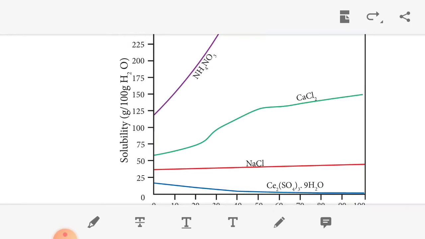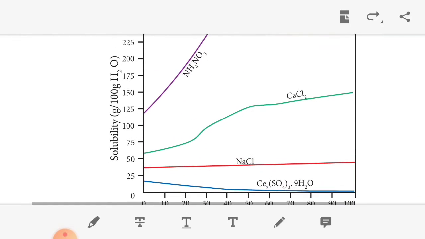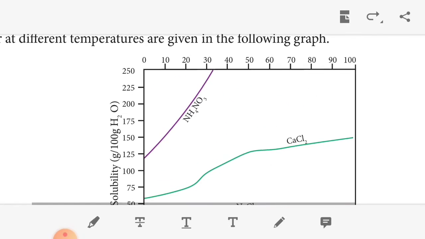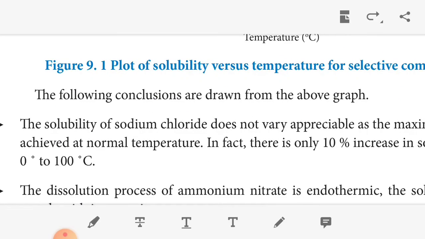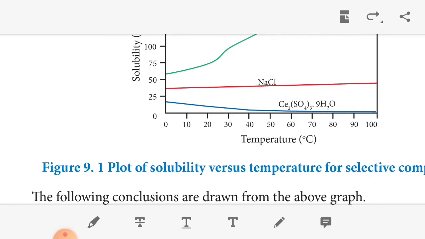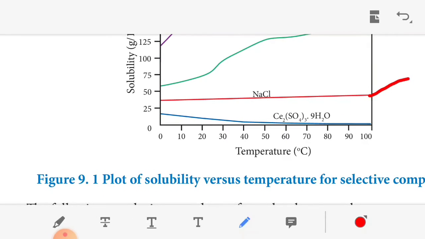Here we plotted solubility versus temperature, so we get different graphs. Here comes NaCl, sodium chloride, Na plus and Cl minus. It dissolves completely in water, so it is a linear graph. Then here the ceric sulfate. The listed conclusions show how the graph behaves as the temperature increases. Okay? So the following conclusions are drawn about the graph. First one, look at that graph. The solubility of sodium chloride does not vary appreciably.